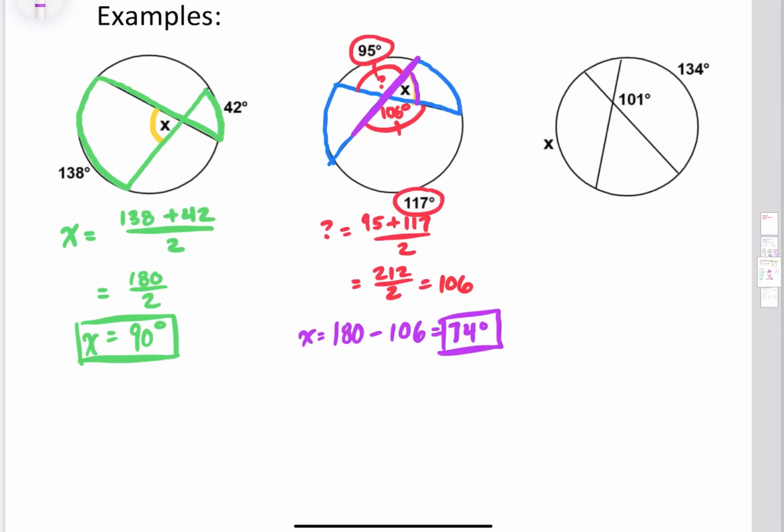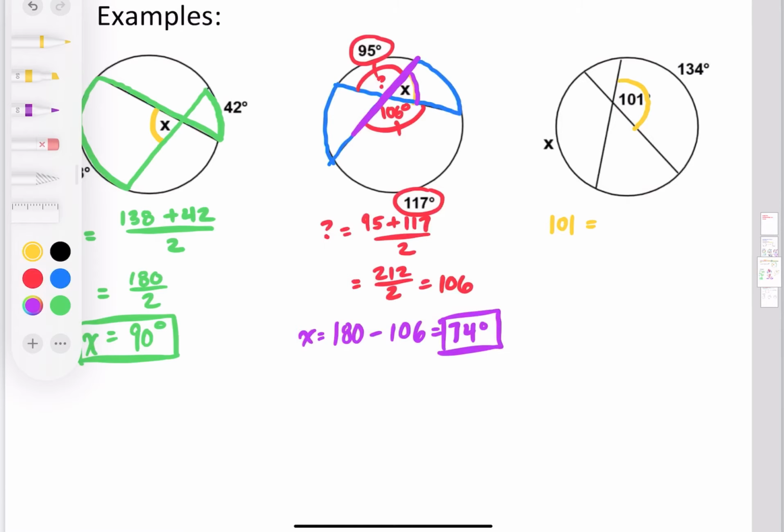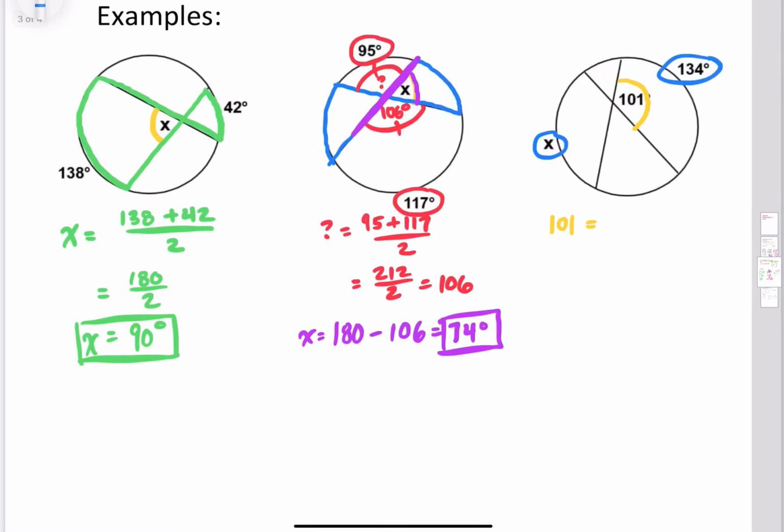All right, we've got one more, and this one's a little bit different because this time we're missing one of our arcs. So here we're missing one of our arcs, and we do have our angle measurement. So they did give us the angle measurement. So the angle, once again, is equal to half the sum of the intercepted arcs. Well, the intercepted arcs are x and 134. So that's these two arcs right over here. So the intercepted arcs are right over here. So x and 134. So I'm going to do x plus 134 divided by 2.